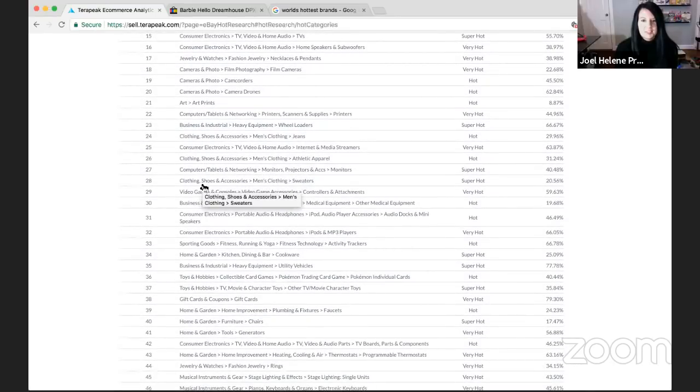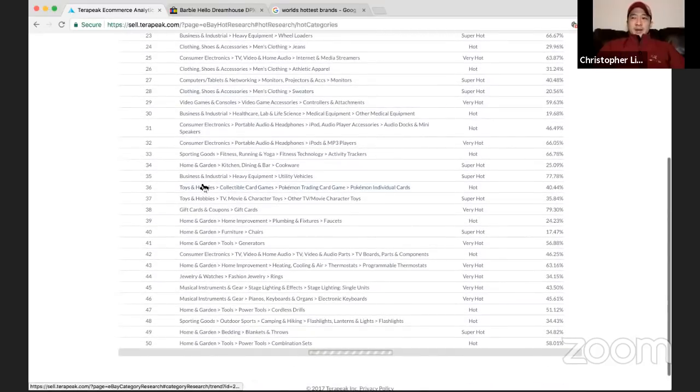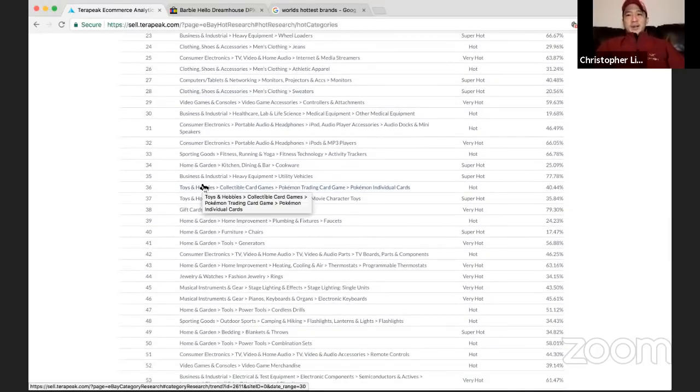Pokemon, number 36. I can't believe Pokemon. I remember when I was listening to Pokemon Go, and Pokemon Go was making $10 million a day, and the CEO was like, I don't get out of bed for $10 million a day. So, obviously, the other stuff makes a lot of money.